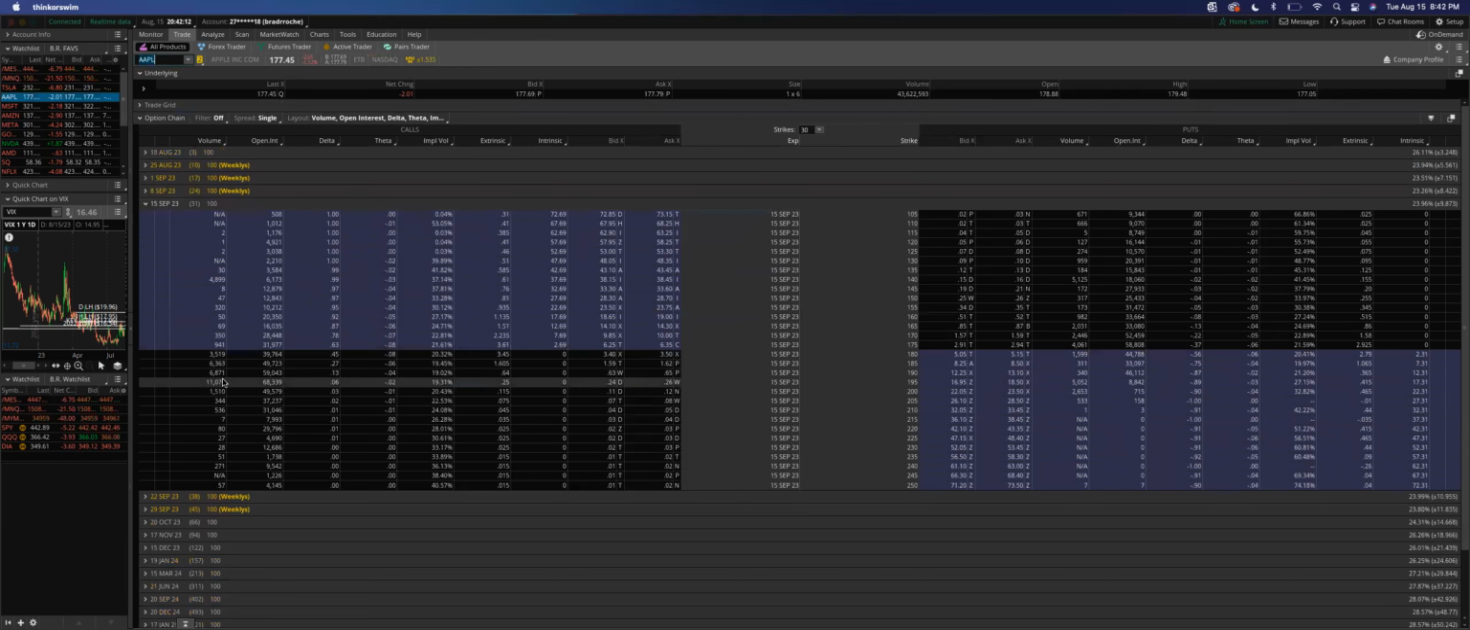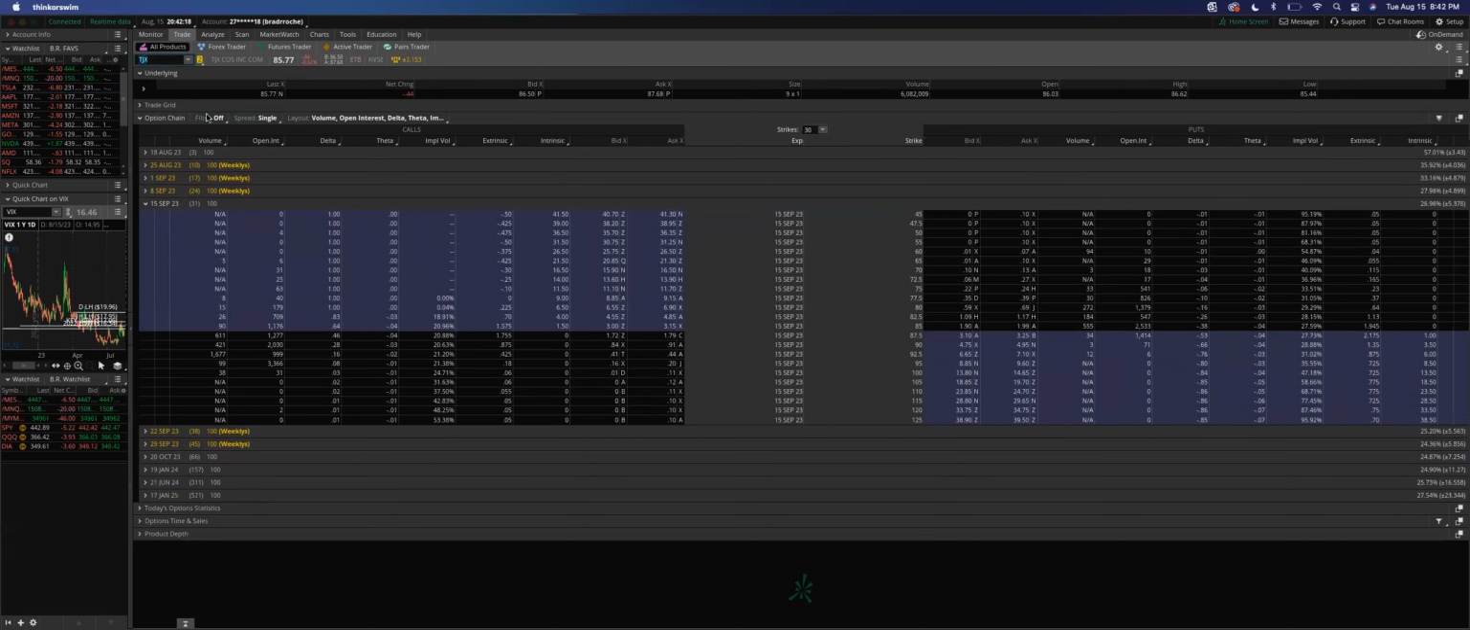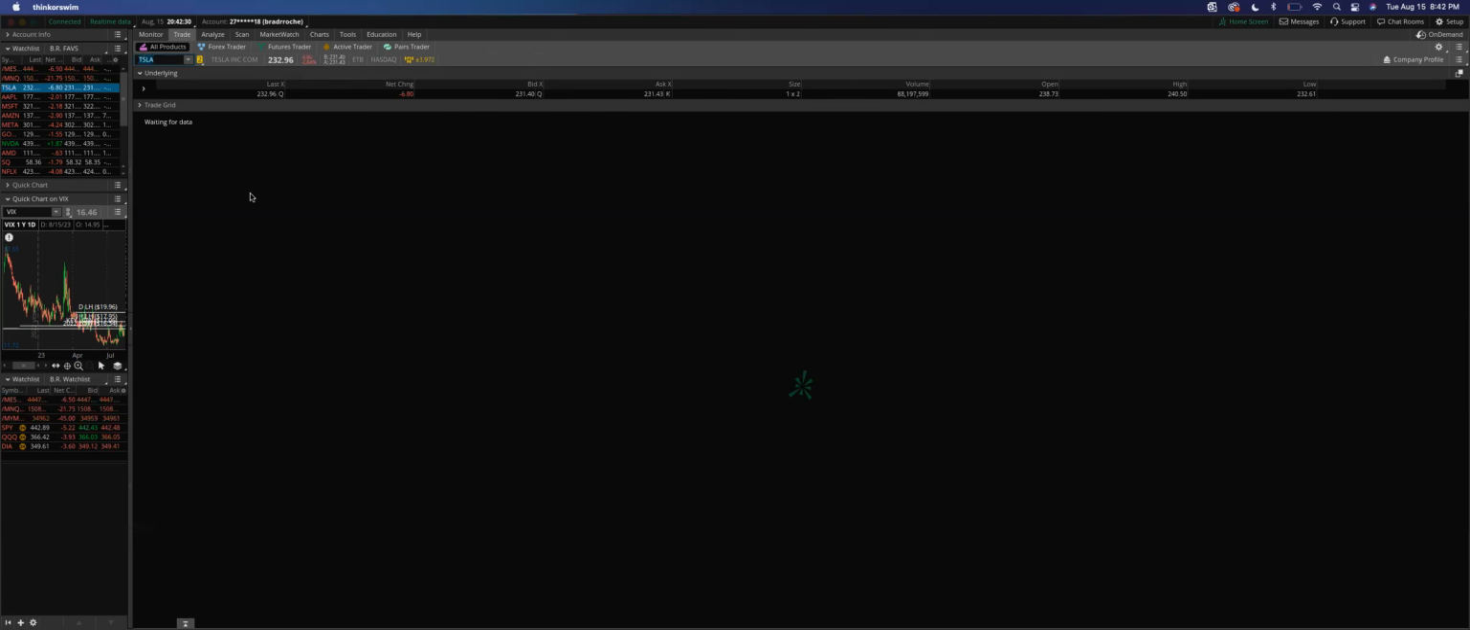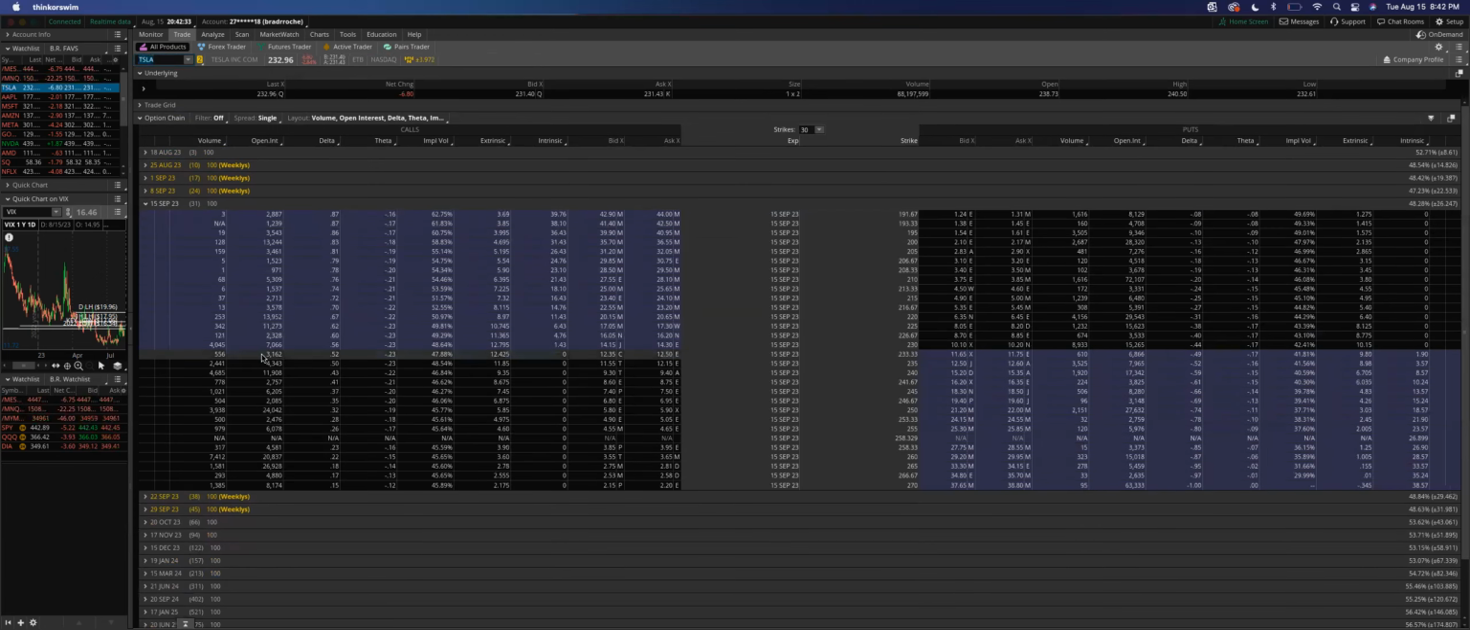Very solid. But if you're trading weird off the wall stocks, let's see what TJ Maxx looks like. That's pretty good, right? 1,000, 2,000, 3,000. You can find some good contracts in here. Like Tesla will have good open interest. A lot of people are playing this. You can see pretty solid open interest.